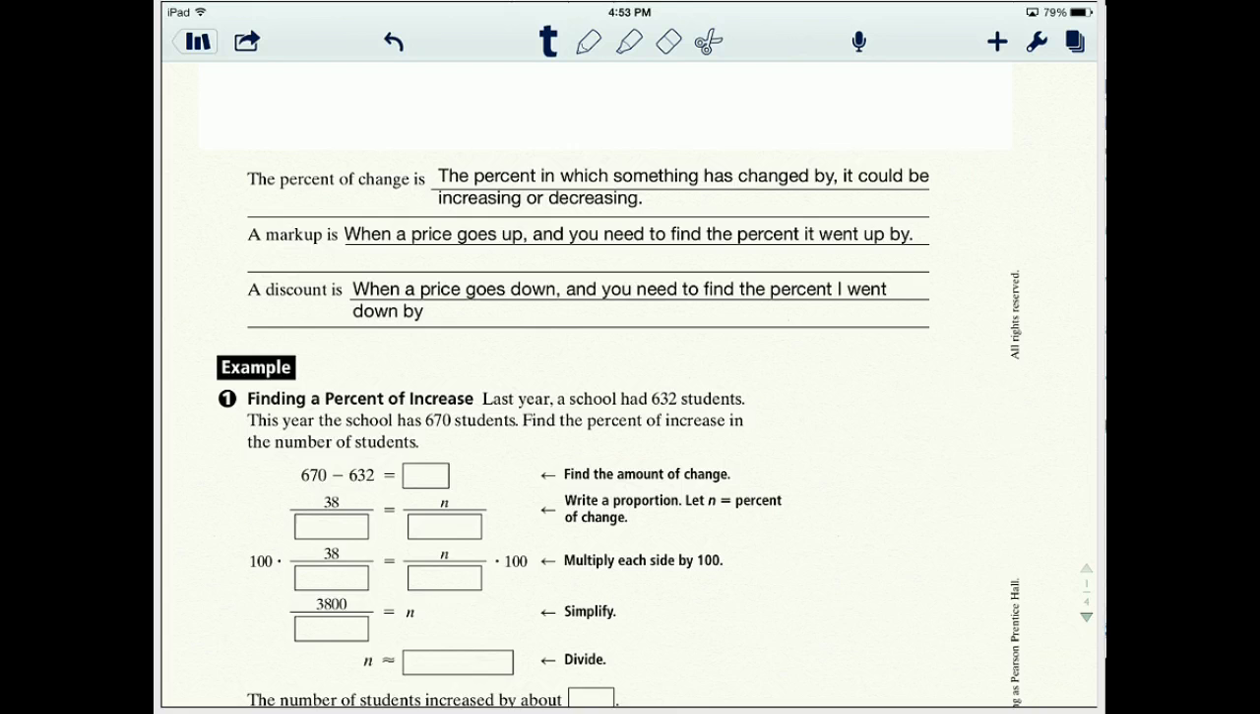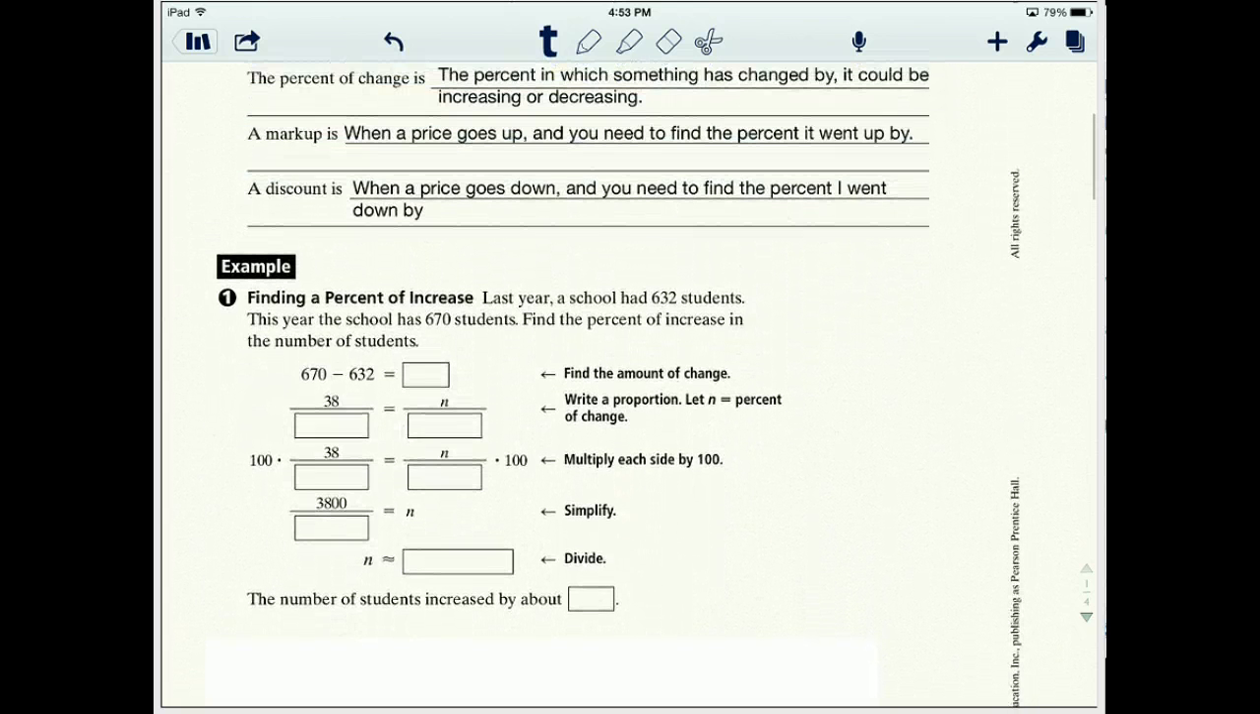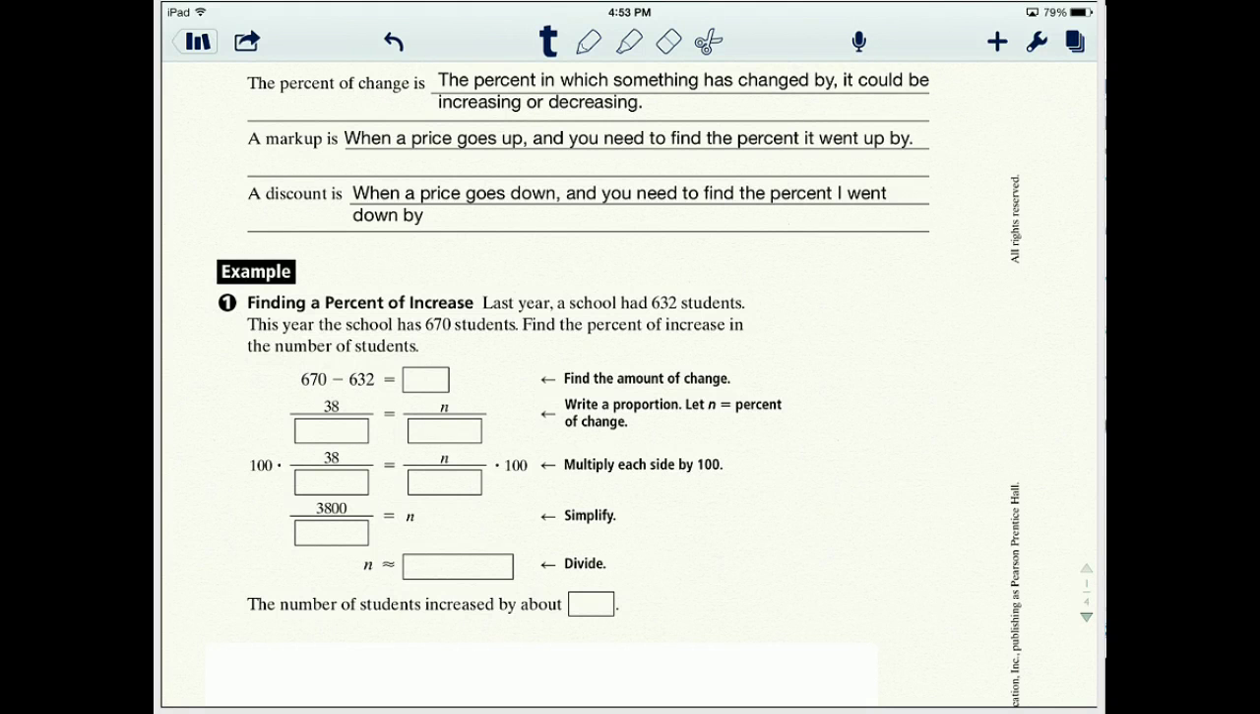Okay, so now we're ready to go. I'll leave that up a little bit so you guys can copy. For example, when it says finding a percent of increase, it says that a school had 632 students. This year it has 670. So first you should be asking yourself, did that increase or did that decrease? And they actually answer it for you. They want you to find the percent increase.